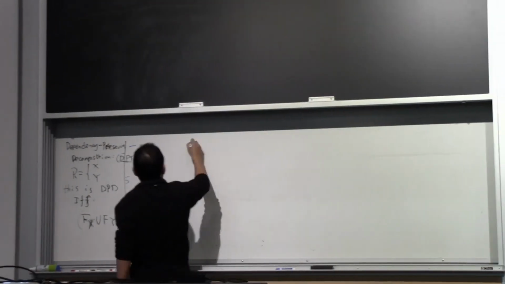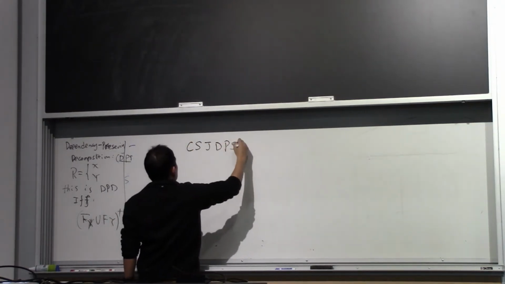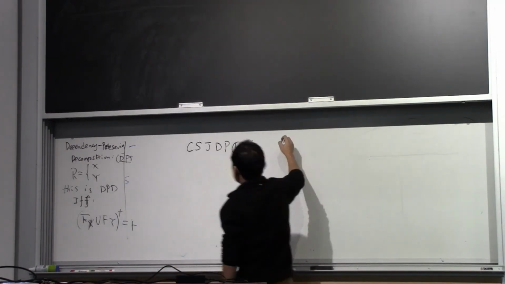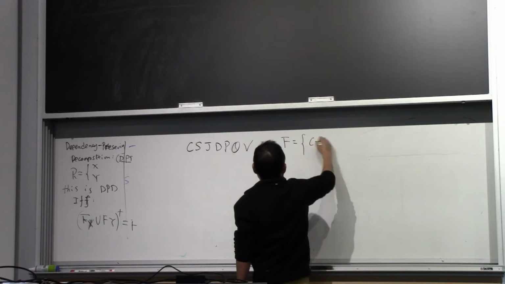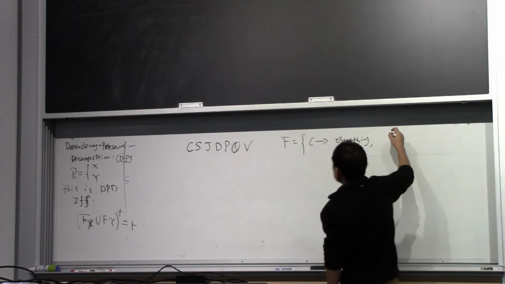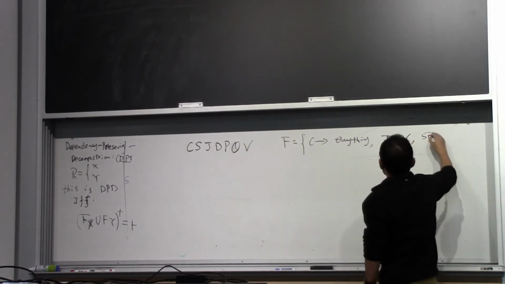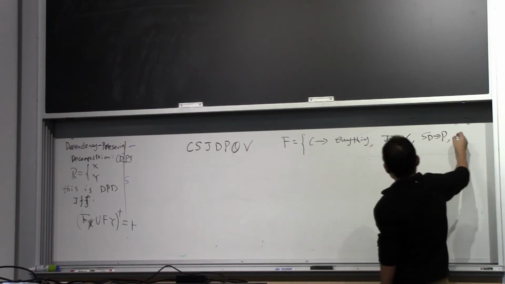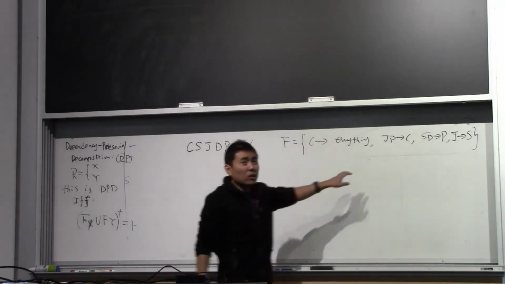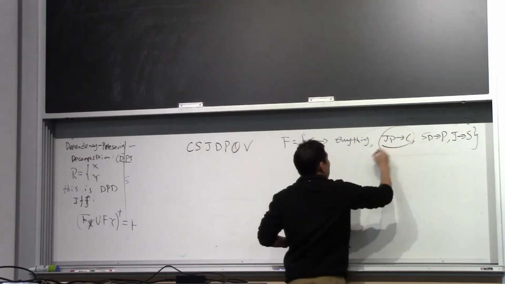So my schema, and my functional dependency is C determining everything. So what this functional dependency means, we talked about this before, right? Take this as an example.